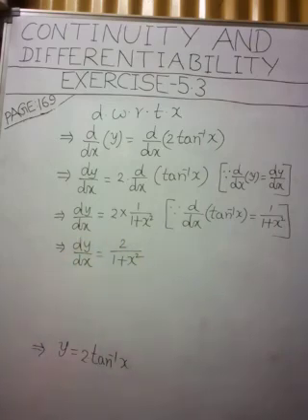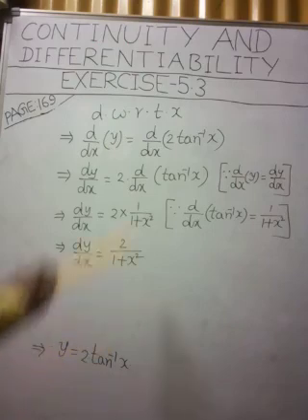Okay, my dear children. The remaining questions, question number 10, question number 11, question number 12, question number 13, question number 14 and question number 15. All these are inverse trigonometric functions. For all these questions, for finding dy by dx, first of all we have to write the given inverse trigonometric functions in the simplest form, like this. After that we have to find the differentiation.